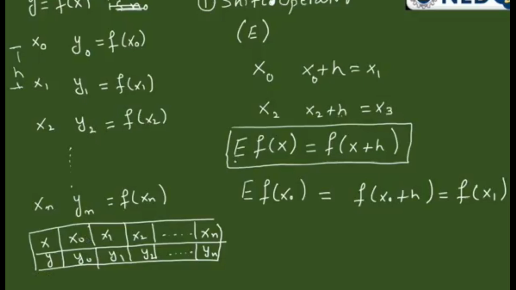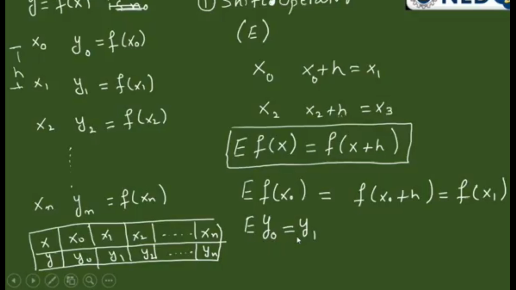Rather than using this f of x naught or everything, I can do something else, because I know that f of x naught is equal to y naught. So rather than using this whole term, I can simply write y naught. A shift operator applied to y naught, which is the value of the function at x naught through the function f of x, is equal to y1, because f of x1 is equal to y1. So it is for numerical values. If I apply the forward shift on this quantity, I will get this quantity.